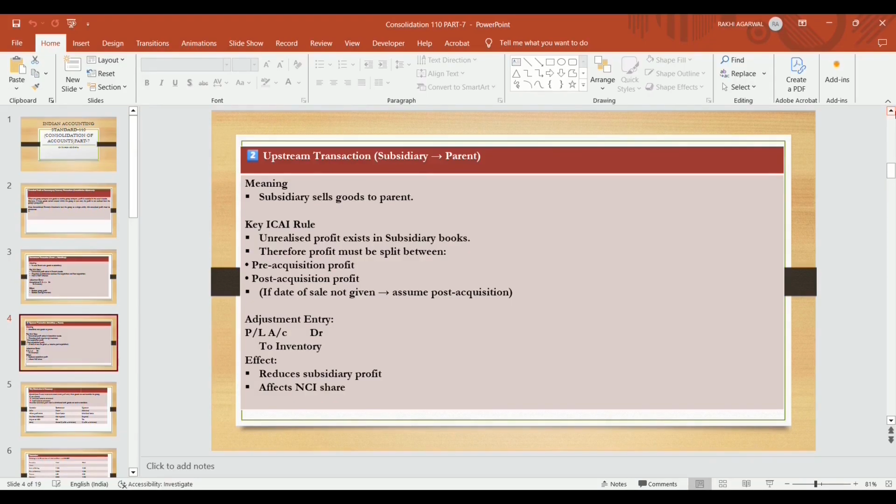When the consolidated financial statement is prepared, at that time that profit is split between the holding and NCI, because the subsidiary company's profits and reserves are proportionately shared between the holding and the NCI. Therefore profit must be split between pre-acquisition profits and post-acquisition profits. If the date of sale is not given, always assume it is post-acquisition. Adjustment entry: P&L account debit, inventory credit. The effect is to reduce the subsidiary's profit, and it affects the NCI's share.